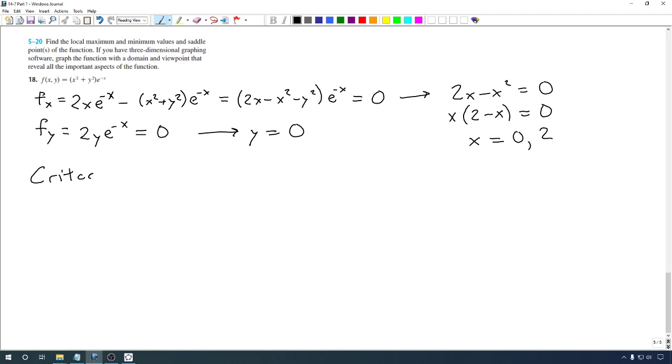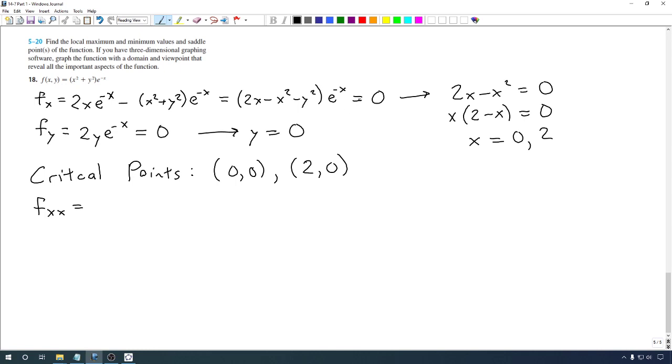So we have critical points. This time there's only 2 of them because our y value for both of them has to equal 0, but our x value could either be 0 or 2. So we have (0, 0) or (2, 0). We go ahead and look at our second derivatives.